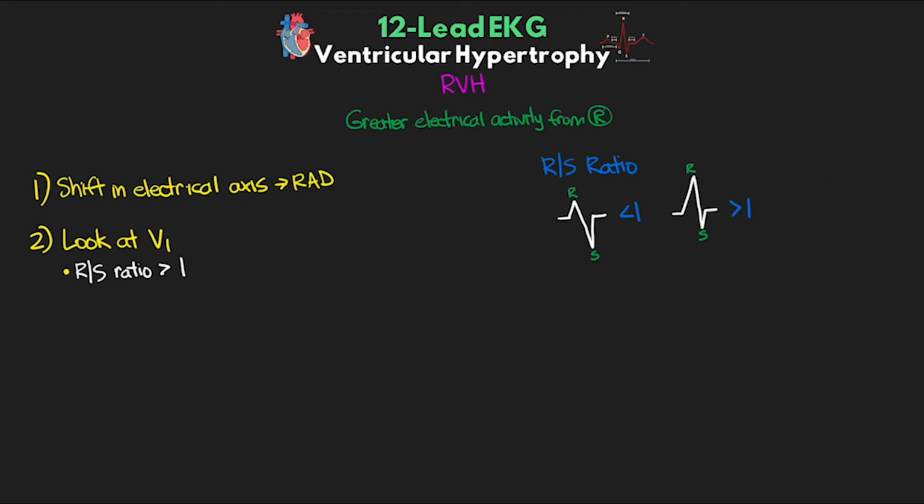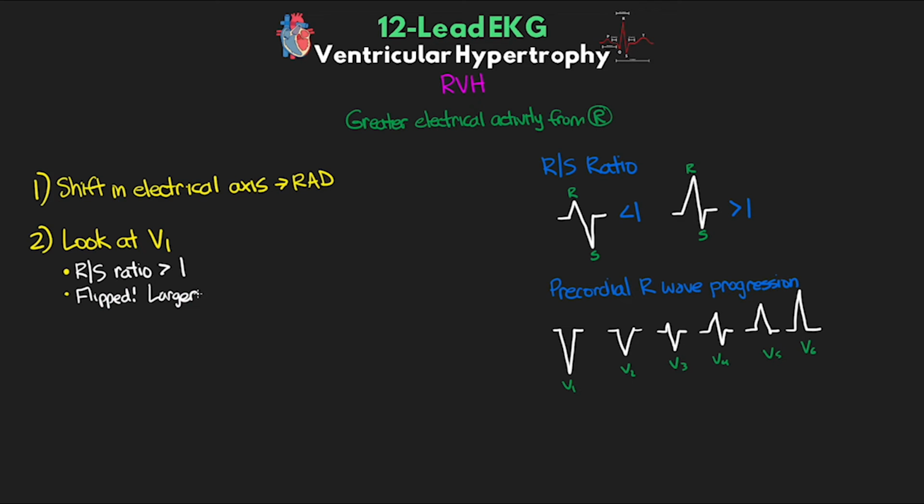And if you remember, typically in our EKG, looking at our precordial leads starting in V1, we're expecting to see very negative waveforms that become more and more positive as we move further down the precordial leads, until we get to V5 and V6, where we generally have the largest positive waveforms. So what we're looking for here in V1 is whether that has flipped. If we're seeing a larger R wave than an S wave in V1, this is looking at more of the rightward view of the heart, and so this would be an indication that we've got more electrical activity coming from the right side of the heart.